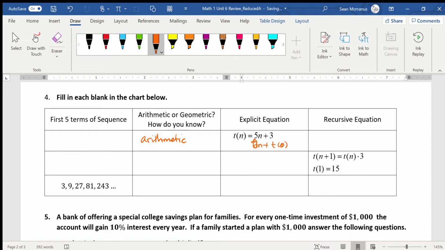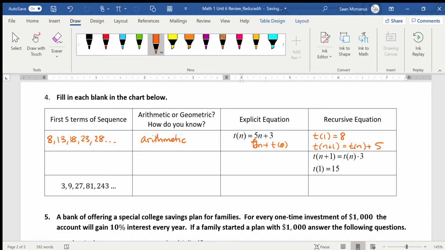So my recursive equation, if t of 0 is 3 and the difference is 5, then the first number would have been 8. Plus d, right? And the d is 5. First 5 terms of the sequence, I know the first number is 8, and then it adds 5 every time. So 13, 18, 23, 28, and then we keep going.